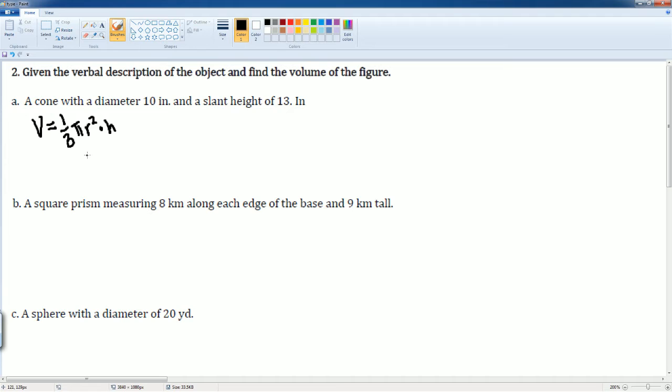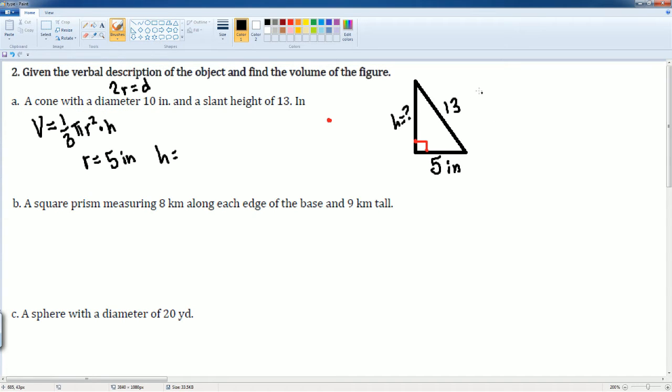So, do we have r? Yes, we have r. R equals 5 inches. That's given here because we know that 2 times the radius is equal to the diameter. Here we want height. Do we have height? No, we have the slanted height though. What that means is that this right triangle here has some values. It has a slant height of 13, and we know that this is the radius. So the diameter is 10, so this bottom part is 5 inches, and we want to find the height.